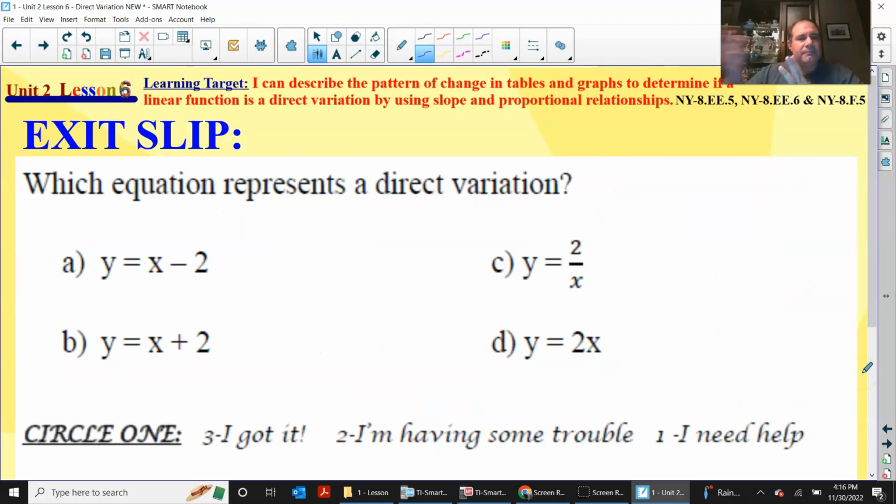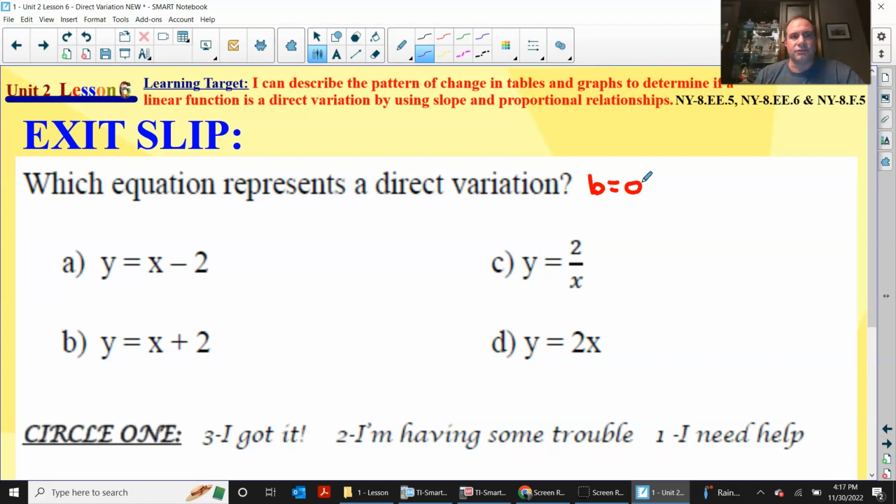All right, exit slip. We're at the end of the lesson, under an hour, which is great. Which equation represents a direct variation? Take your time right here and see if you can do it. Circle the one that you feel represents a direct variation. A direct variation goes through 0, 0. It has to have a b of 0. So the one that you pick must have a b of 0, and it has to be linear. It has to be straight. It has to have an m of something, right?